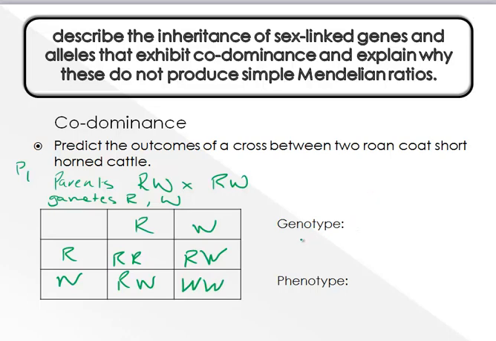So our genotypes. If we look at this, we have 1 homozygous red. Just for room's sake, we're just going to do the numbers: 1, 2, and we can see there are 2 rowan coats, RW. And 1 white coat, homozygous white. So the phenotype would be 1 red, 2 rowan, 1 white.